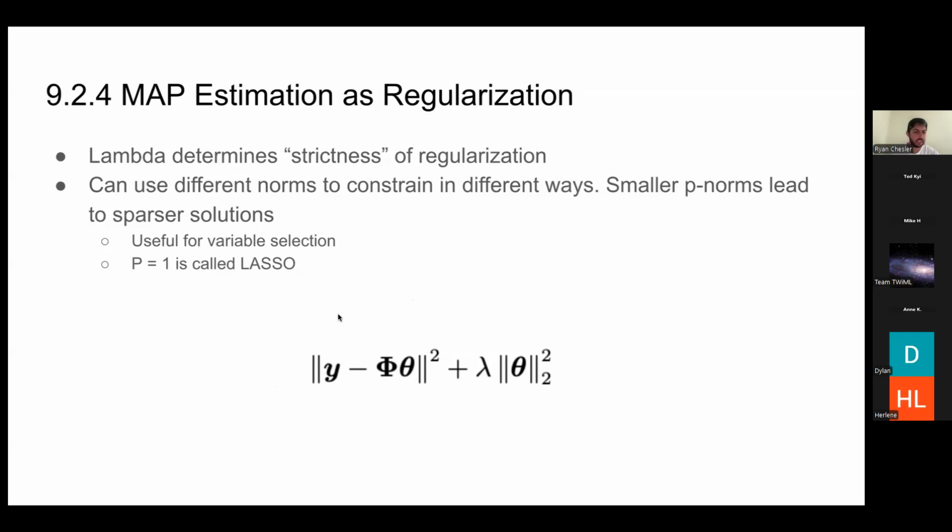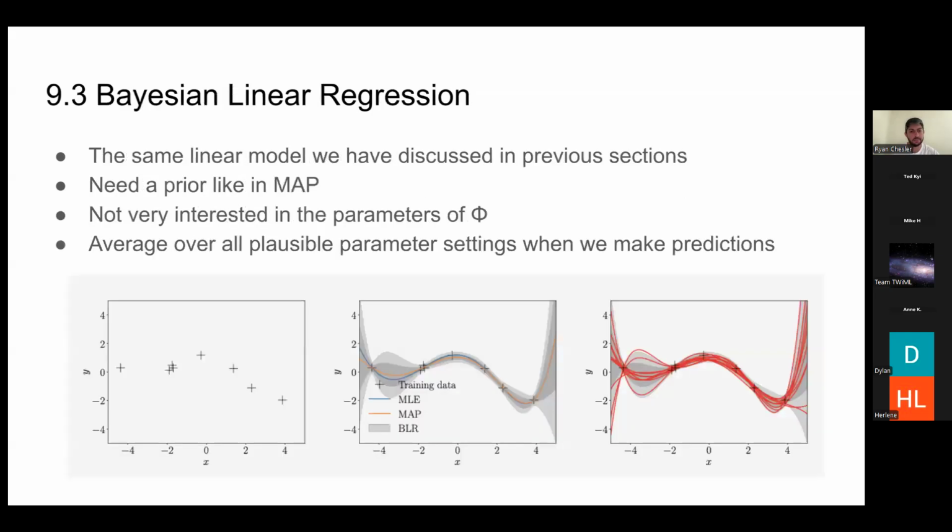You see that in deep learning, you see that in everything. Regularization is a very important thing, and depending on your constraints, you have to decide how you want to regularize.